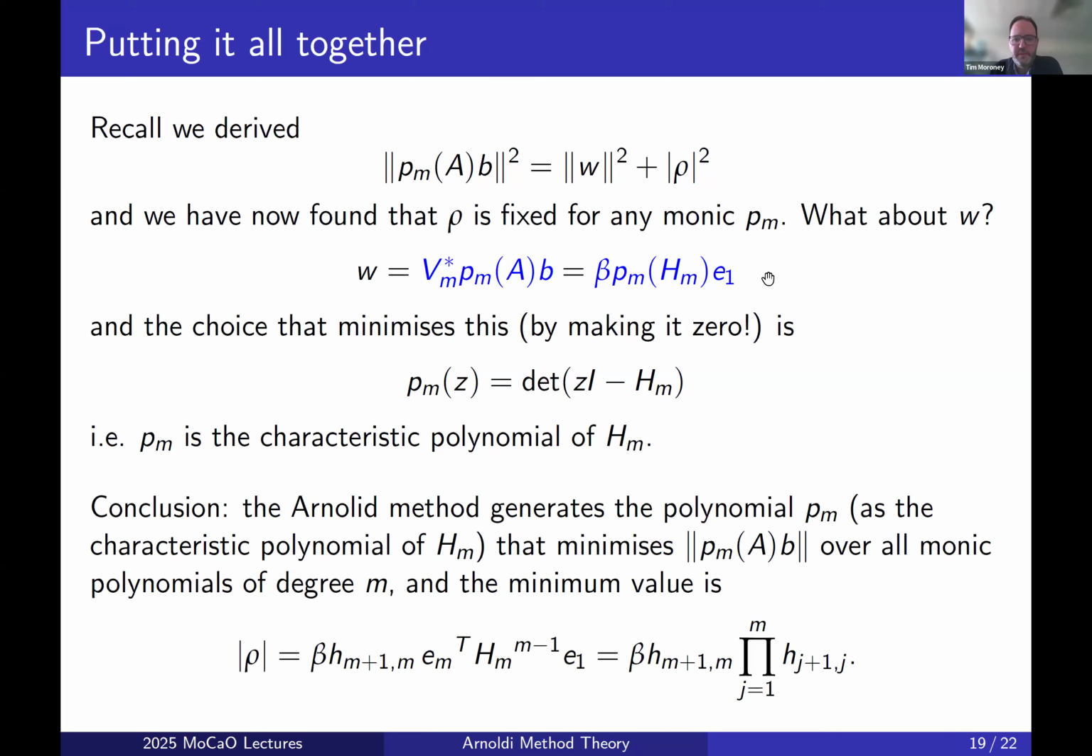So the conclusion after all of that is that this is what the Arnoldi method truly does. It generates this polynomial Pm, and how does it represent it? By this matrix H, right? If you want the polynomial, you should find the characteristic polynomial, but we don't actually do that. We just work with H. And this polynomial is the one that minimizes the norm of Pm of A times b over all choices you could have made.